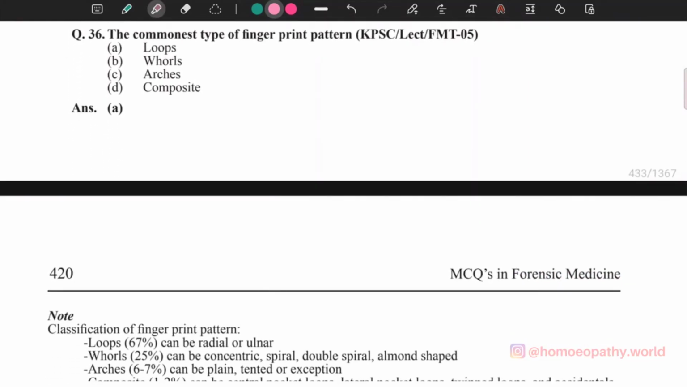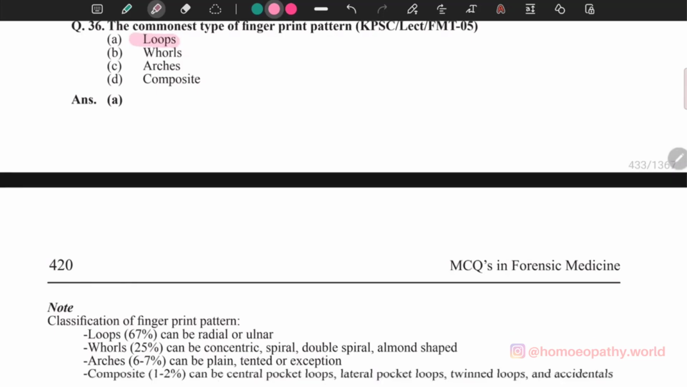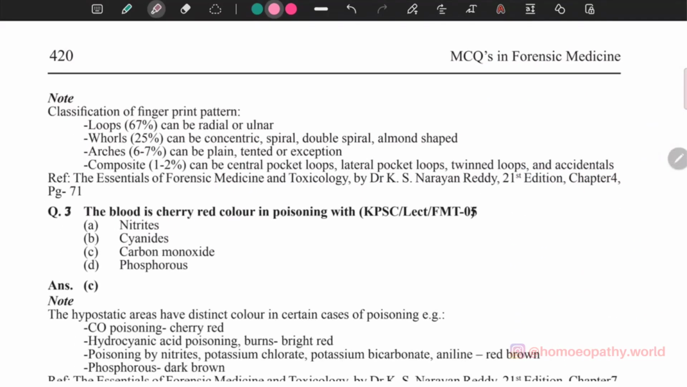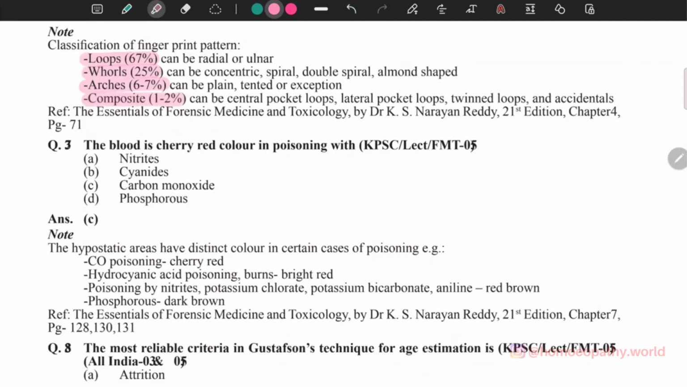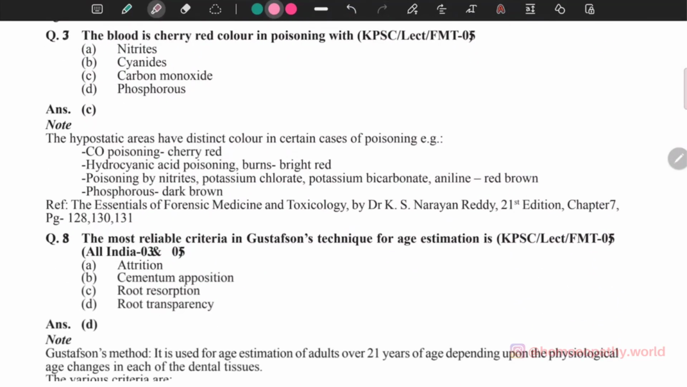The next question. The most common type of fingerprint pattern is, now everybody knows this, then too we'll go through the choices. A. Loops, B. Whorls, C. Arches, and D. Composite. We all know that the answer is loops. So loops are commonest at 67%, whorls 25%, arches 6 to 7%, and composite 1 to 2%.